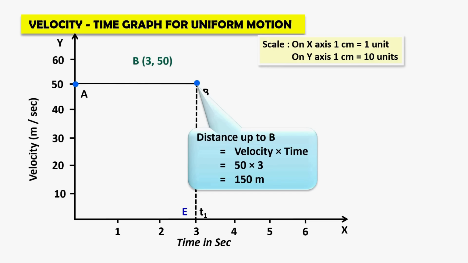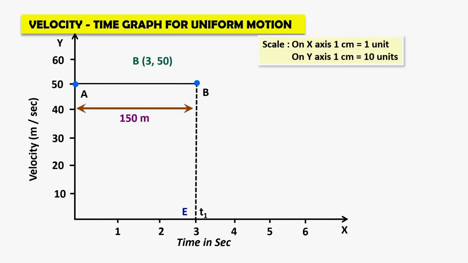Finding distance up to point B. To find the distance traveled up to point B, we use the idea that distance traveled equals velocity multiplied by time. The velocity is 50 meters per second. The time is 3 seconds. So, the distance traveled up to point B is 150 meters. Understanding motion up to 6 seconds.